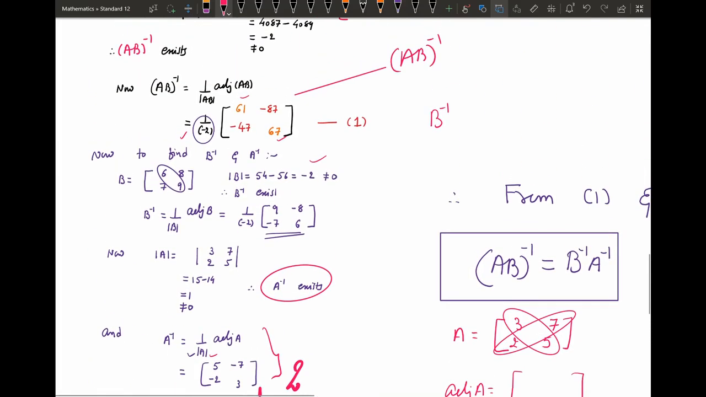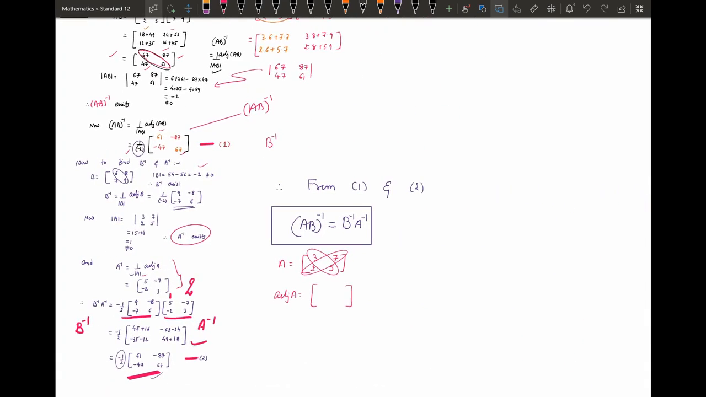Result 1 is this, and you can verify that 1 and 2 are the same. So from 1 and 2, (AB) inverse equals B inverse into A inverse. And as we have discussed, since this result is theoretically true, you can also verify for 3 by 3 matrices A and B, and (AB) inverse is always B inverse into A inverse. So next time we will discuss more results.